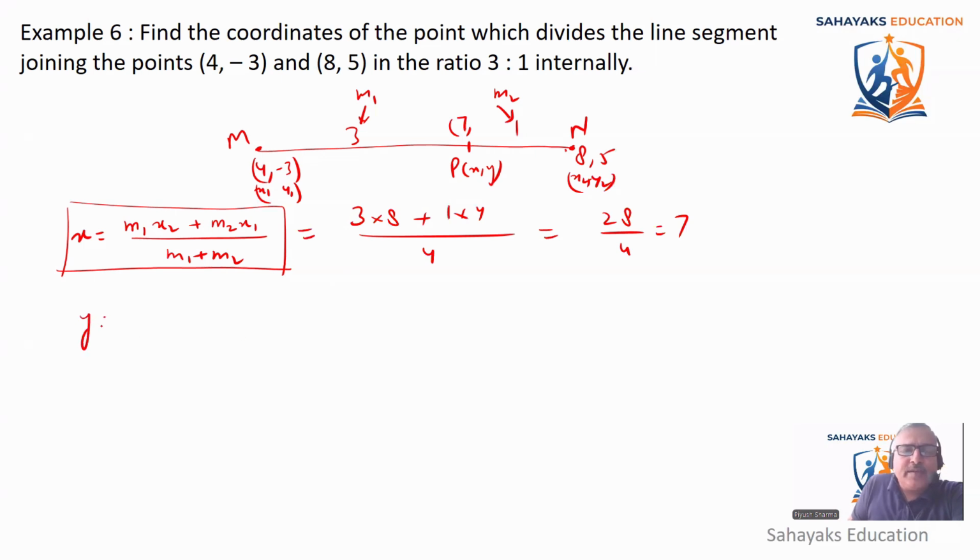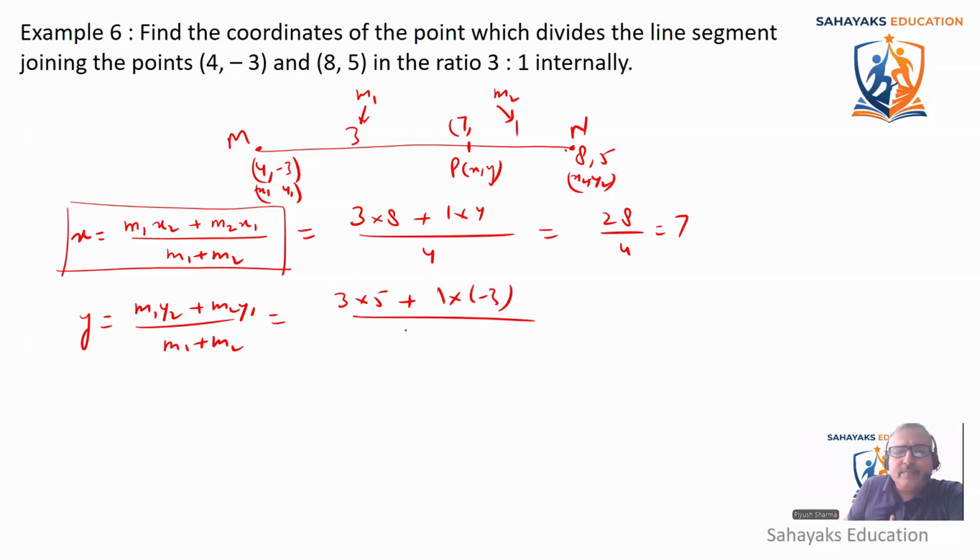Now what is y? It's the same formula: m1 y2 plus m2 y1 divided by m1 plus m2. So again, we'll have to do the same thing. 3 into 5 plus 1 into minus 3, divided by 3 plus 1, which comes out to be 4. So 3 5 is 15, 15 minus 3 is 12, by 4. That comes out to be 3. So the point is 7, 3.